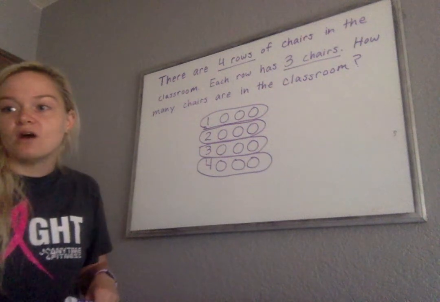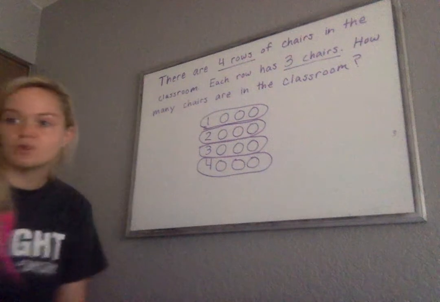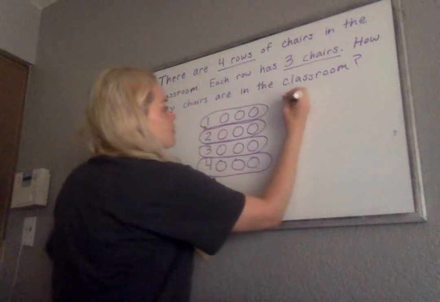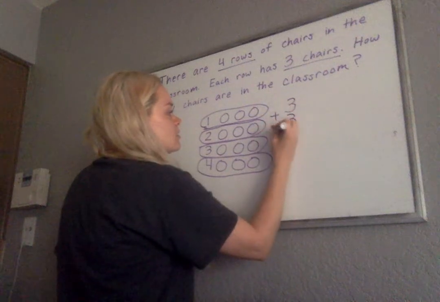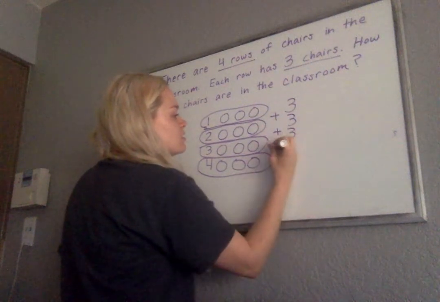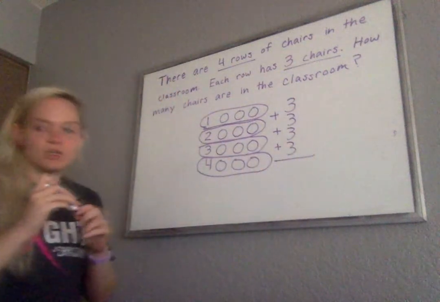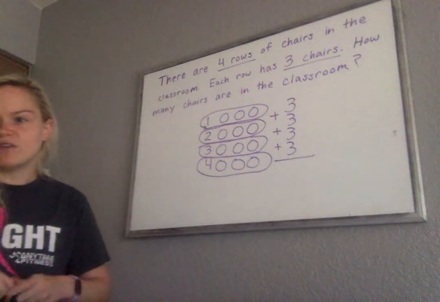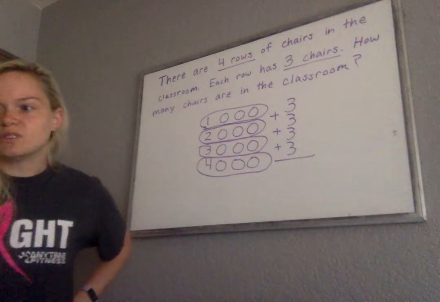Okay? So then, all you got to do is count them up, but instead of counting them individually, we can group them. So we can do 3 plus 3 plus 3 plus 3. Okay? Now I want y'all to solve that on your own, because I think that's one y'all could easily do. And then we'll see who gets our answer.